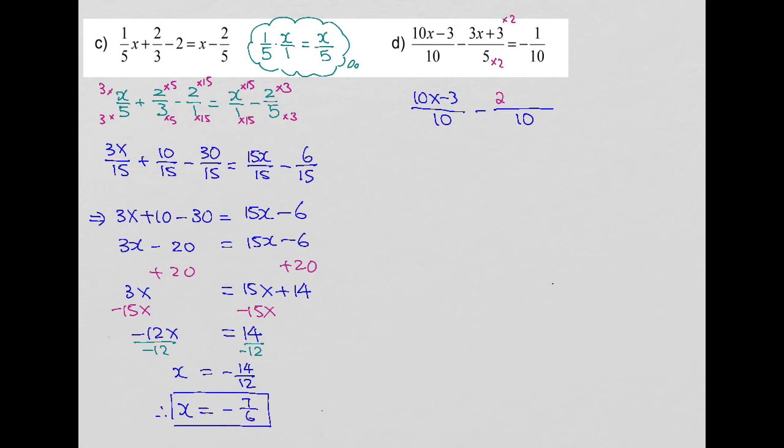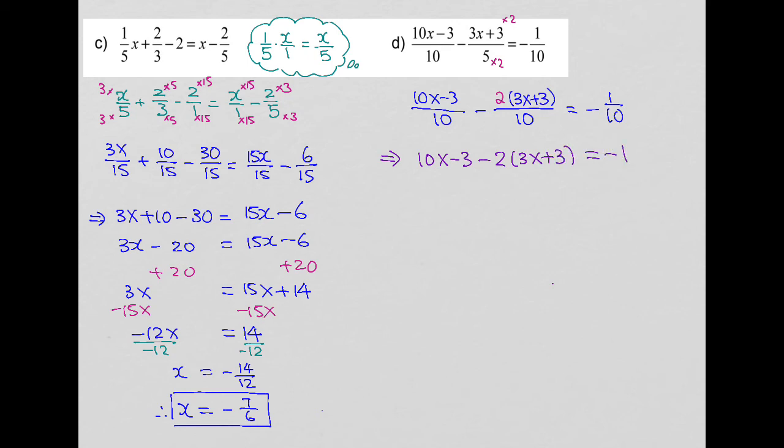So 2 bracket 3x plus 3 equals negative 1 over 10. Now, you have an equation. They are equal. They have the same denominators. That means the numerator must be the same. So this implies 10x minus 3 minus 2(3x plus 3) equals negative 1.